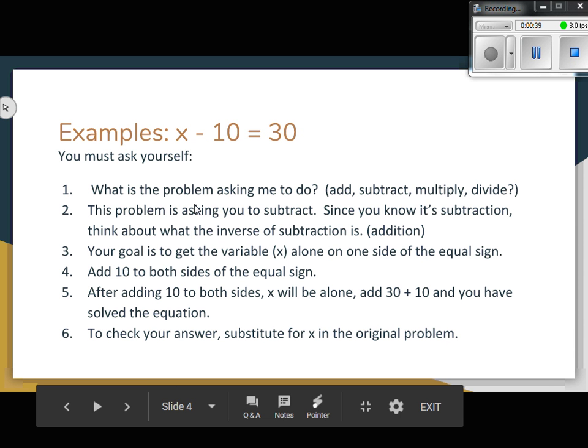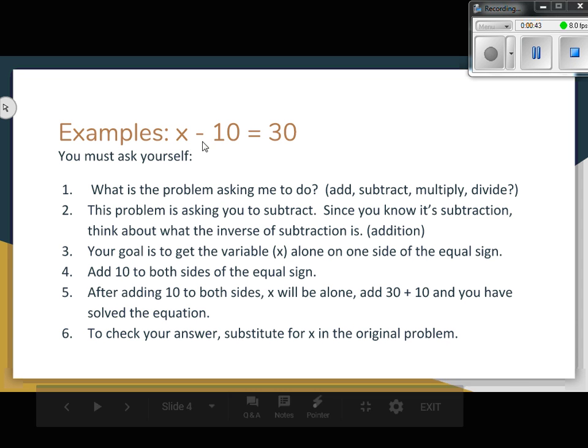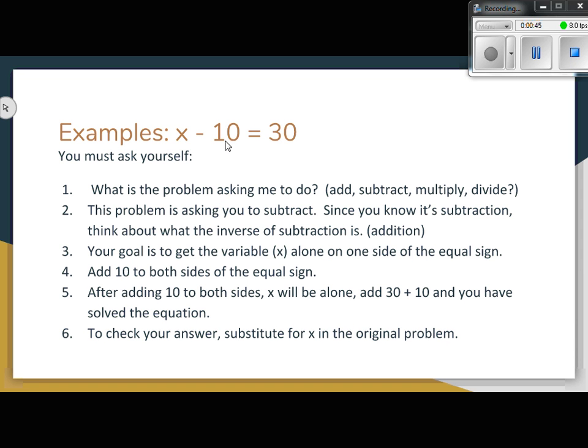So some things to ask yourself. What is the problem asking me to do? So if I look at this problem, x minus 10 equals 30. What is it asking me to do? It's asking me to subtract, okay? Since you know it's subtraction, we're going to think about what is the inverse operation of subtraction. It's addition. Our whole goal is to get x by itself.